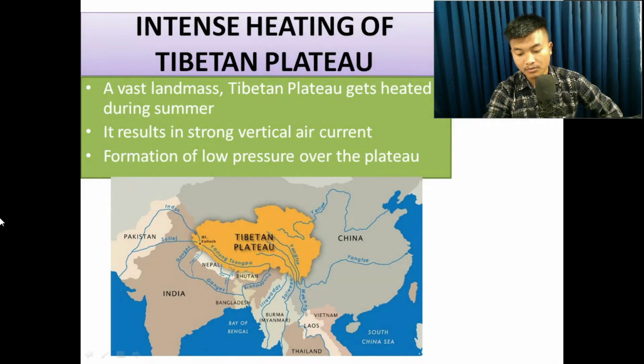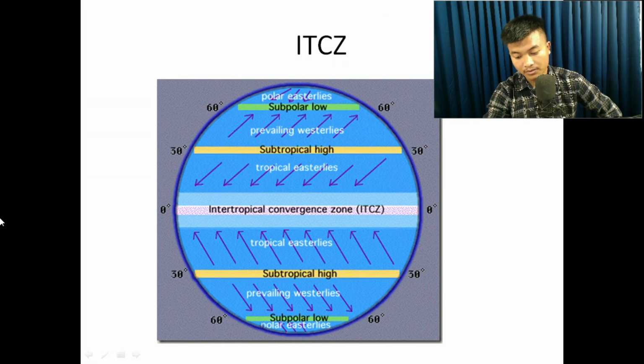And next we have the movement of the westerly jet stream. That is the movement of the westerly jet stream to the north of the Himalayas in early summer, and the presence of the tropical easterly jet stream over the Indian peninsula at 14 degrees north during summer.